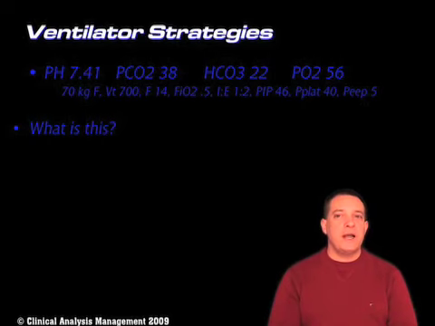Now, when we look at her blood gases, her pH is 7.41. Her CO2 is 38. Her bicarb is 22. And her PO2 is 56.